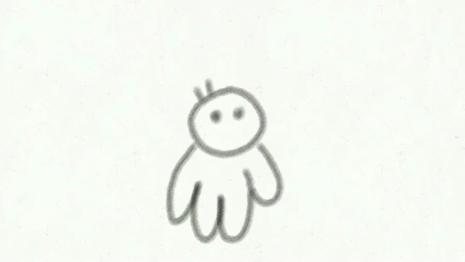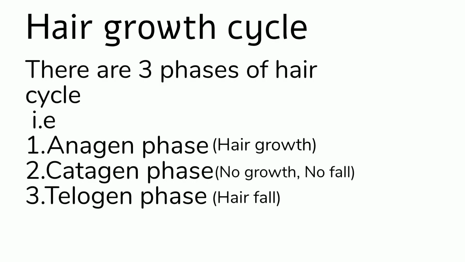The hair growth is cyclic. There are three phases of the hair cycle. First one is anagen phase, second one is catagen phase, third one is telogen phase. Now we will see these three phases, what they include.